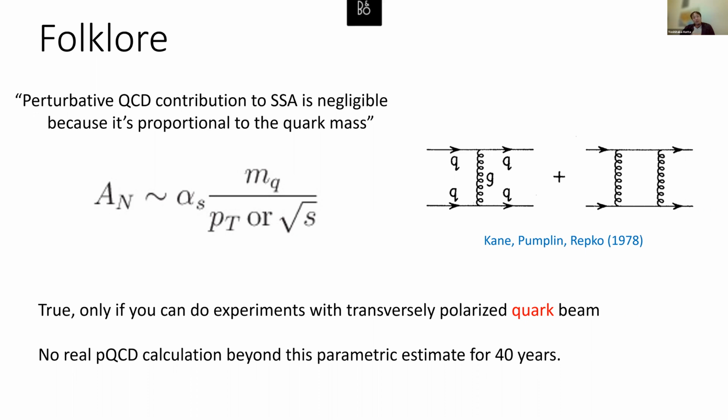So there is a rough estimate of this asymmetry A_N from perturbative QCD, which is proportional to m_q. It's a current quark mass, so it's like a few MeV, right? This prediction was made in the 70s, and for 40 years, nobody challenged this prediction. But in fact, this turns out to be incorrect. There was actually no real pQCD calculation beyond this parametric estimate for 40 years.